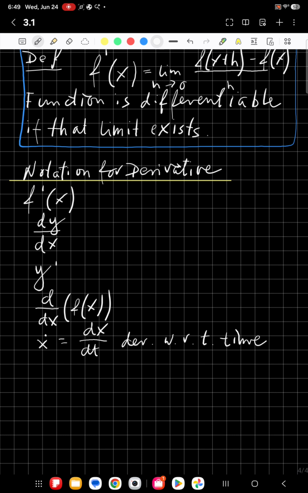Sometimes you will see something like this also, like in higher level math courses. It's d and then a bracket and y inside those brackets. So derivative of y.